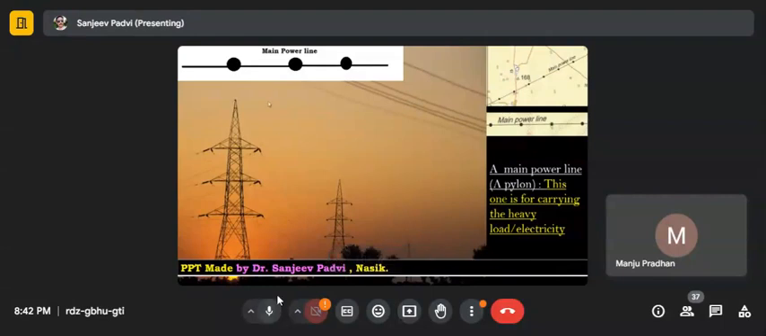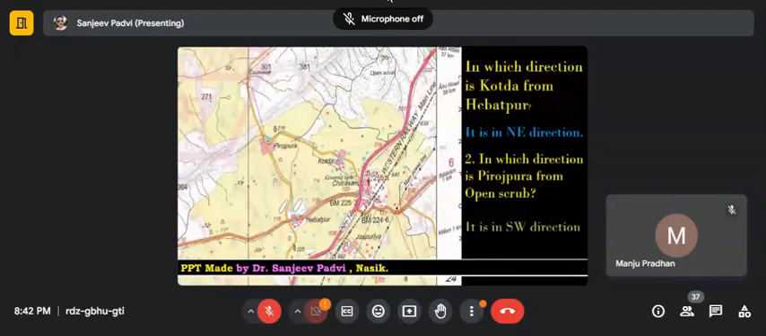Okay. Now look at this, interesting. Now, do you notice here main power line? See this main power line. It is shown with black line with a black color circle which is shaded. Okay. Parallel to this, you find another.